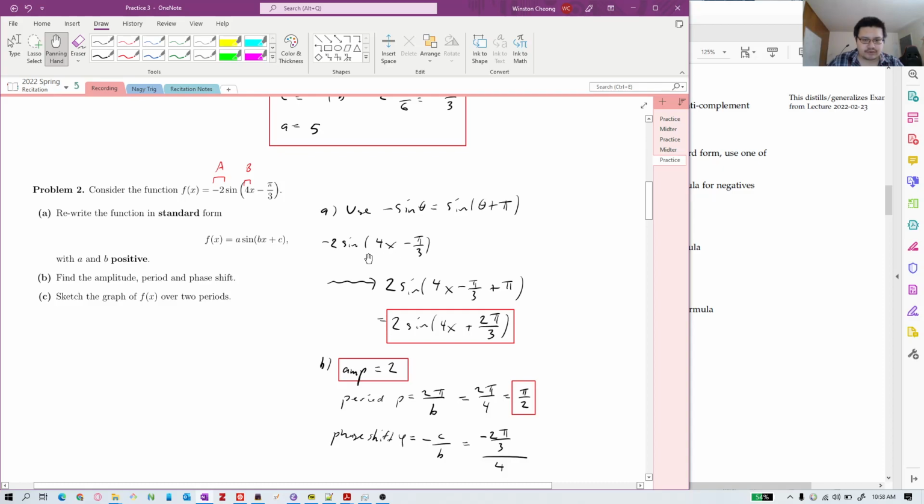And I've written that down here to use this transformation. So this is what we're given, -2 sine of 4x minus pi over 3. And we want to convert it. How do we use this to convert?